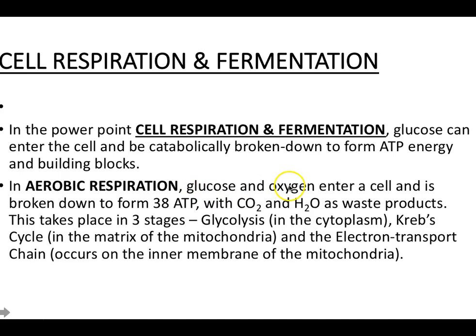Here we have glucose and oxygen entering a cell. It's going to be broken down by the metabolic pathway called aerobic respiration to form 38 ATP, with carbon dioxide and water as waste products. It takes place in 3 stages: glycolysis, which takes place in the cytoplasm; Krebs cycle, which takes place in the middle or matrix of the mitochondria; and the electron transport chain, which is located on the inner folded membrane of the mitochondria.